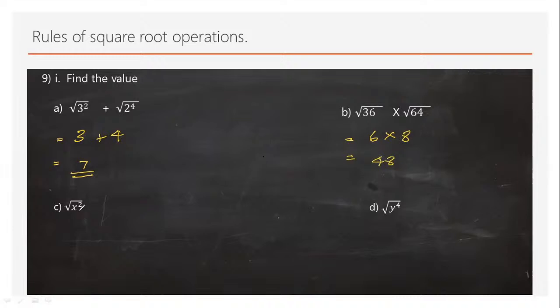You know this one. X to the power 2 means even power. 2 divided by 2, the answer is x here. Y to the power 4, the 4 is even power, so divided by 2. Y to the power 2 is the answer here.